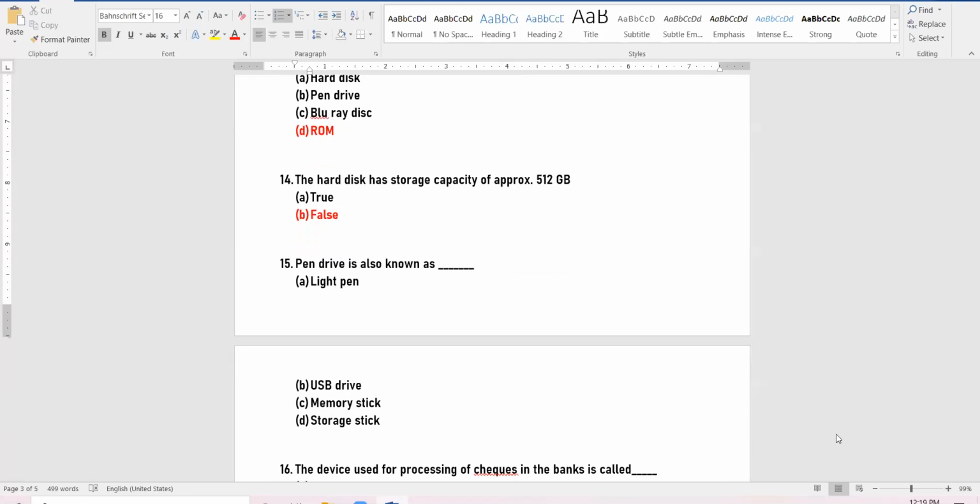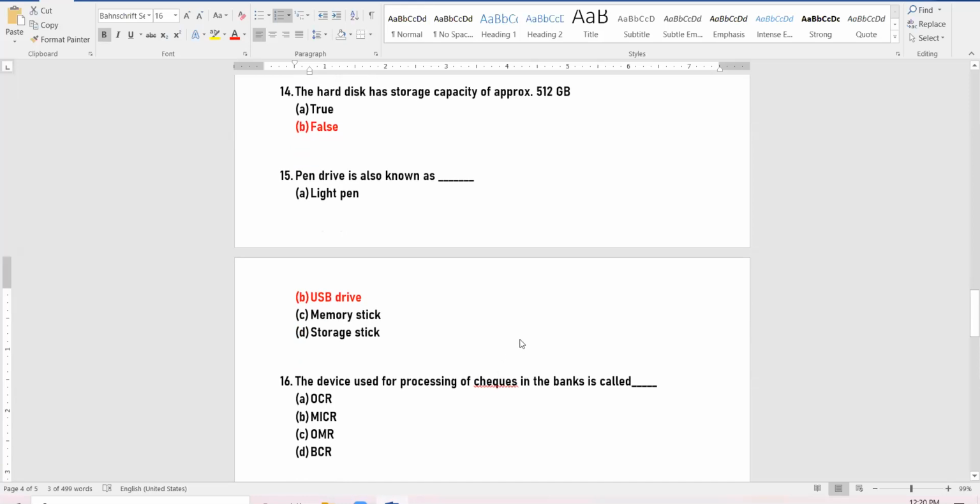Okay. Pen drive is also known as light pen, USB drive, memory stick, storage stick. Yes, Krishna, unmute yourself. Memory stick. No, beta, it's not memory stick. The correct answer is B, USB drive. Okay.